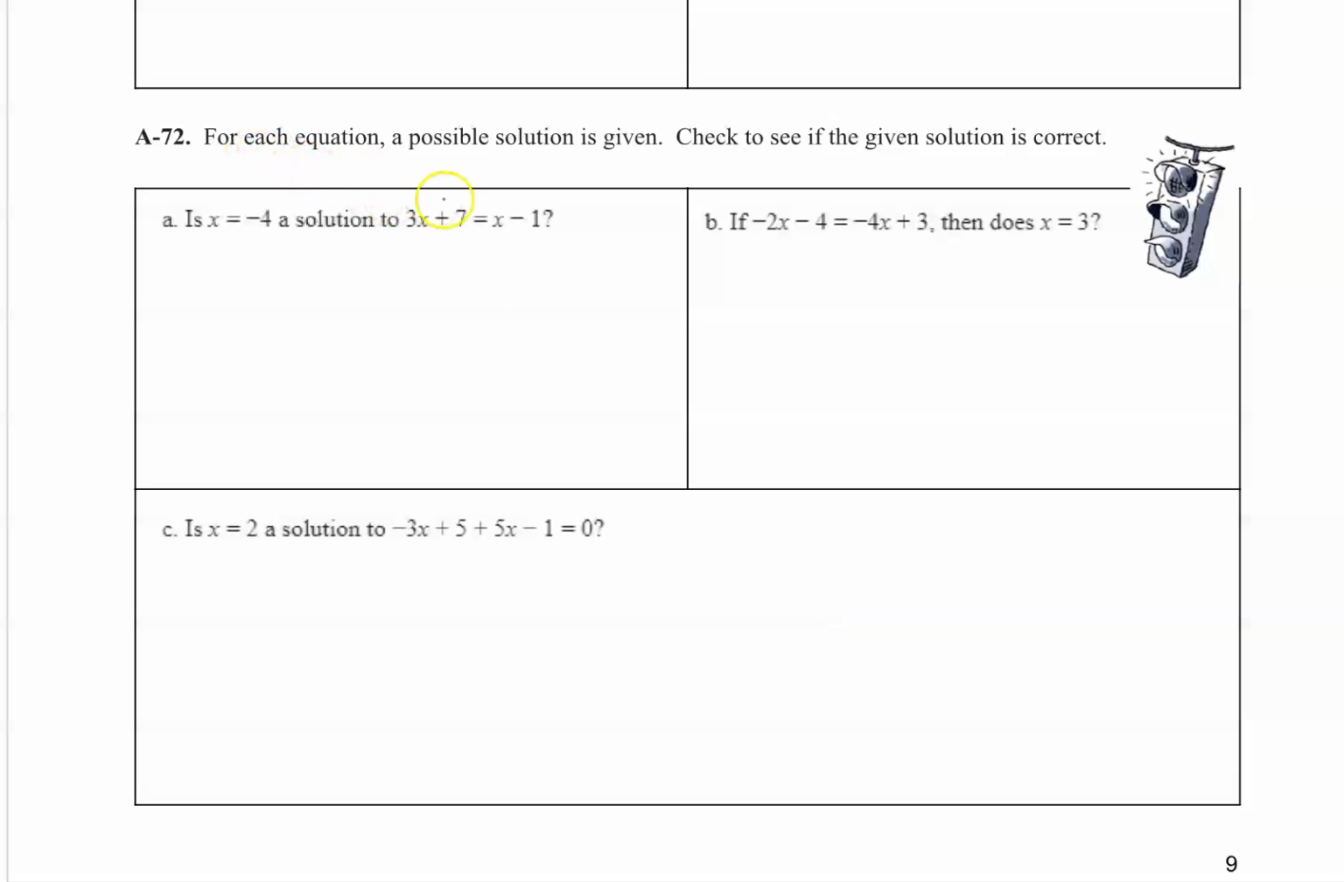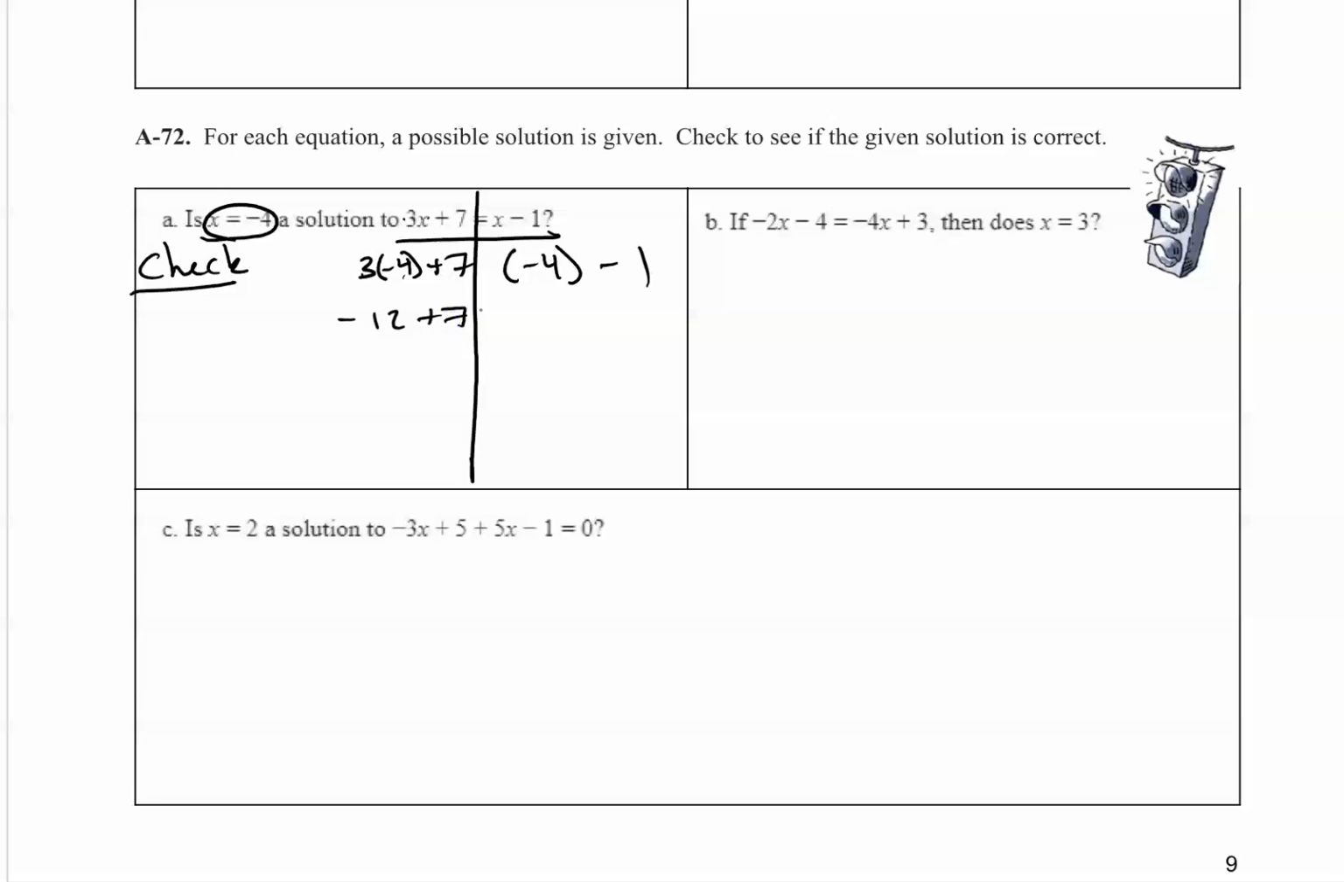Okay, these are nice because you just have to check. So let's check A. We're going to substitute negative 4 into this equation. 3 in parentheses negative 4 plus 7. So instead of 3 times x, it's 3 times negative 4. And then on the other side, we have negative 4 subtract 1. 3 times 4 is 12. Positive times negative stays negative. Okay, and then on the right side, negative 4 subtract 1, negative 5.